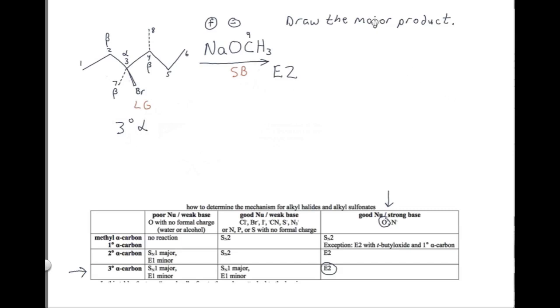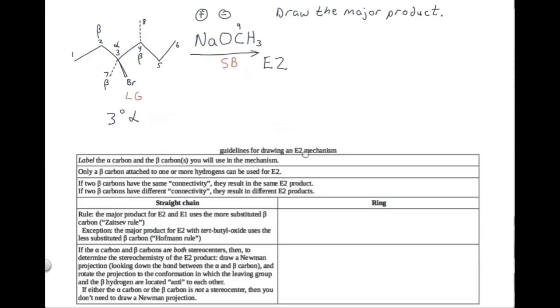Notice that the instructions said draw the major product. If the problem just told us to draw all the products, then we could use each of these beta carbons. But since they said to draw the major product, we should use the beta carbon which gives us the major product. Let's follow these guidelines. We've labeled the alpha and beta carbons. Notice that all of these beta carbons have at least 1 hydrogen, so they're all candidates.